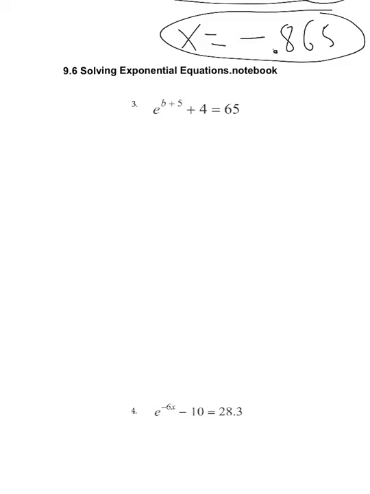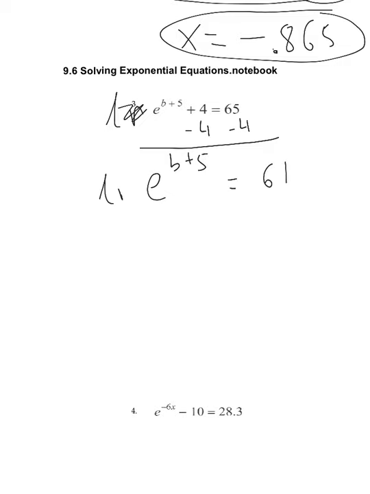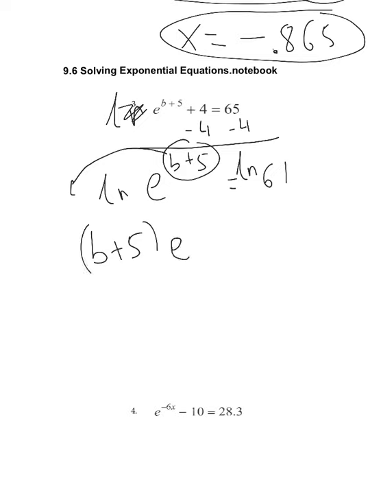So number 3, ln, actually, I'm sorry, before I do number 3, I have to subtract 4 from both sides. That's your first step, because you need to get b by itself. So e raised to b plus 5 is equal to 61. Now ln, and now ln. Using the power rule, you will get b plus 5 ln e.